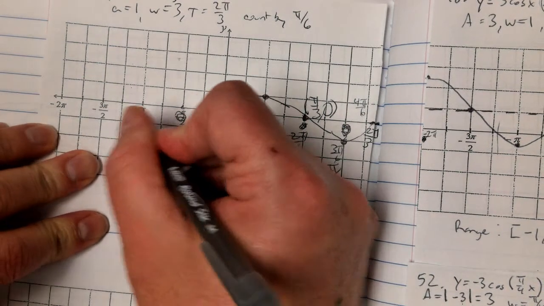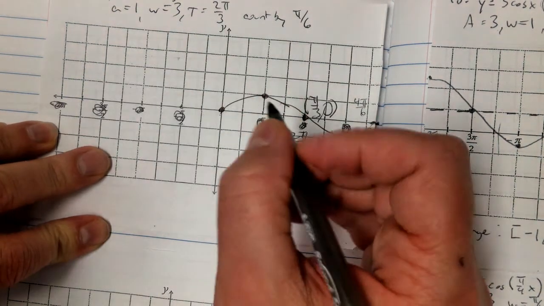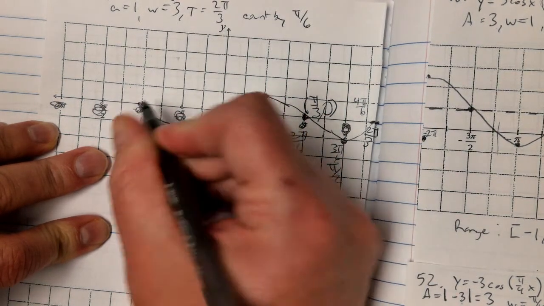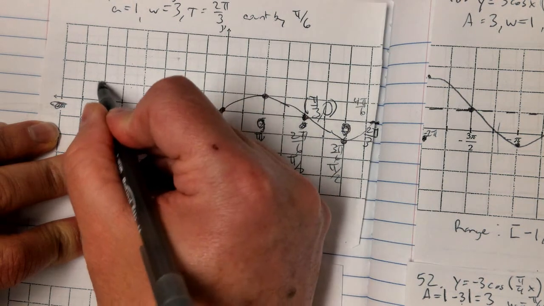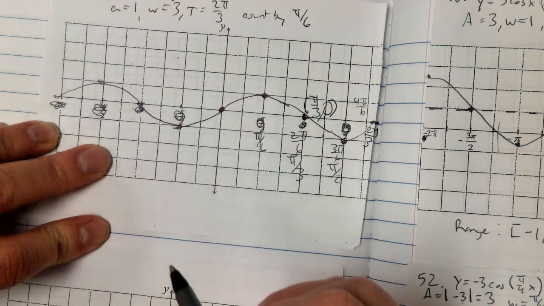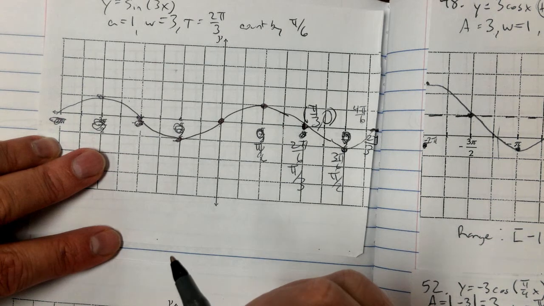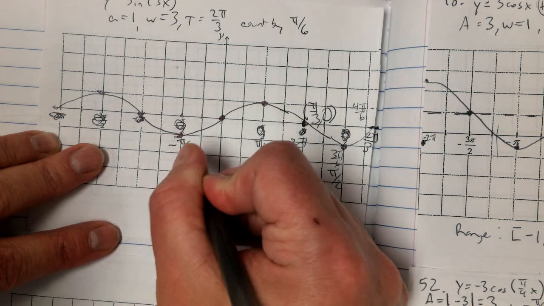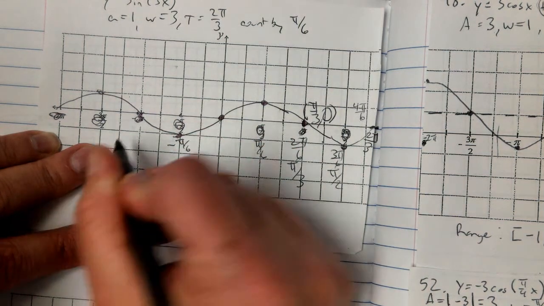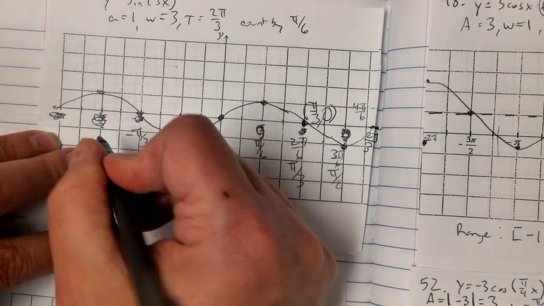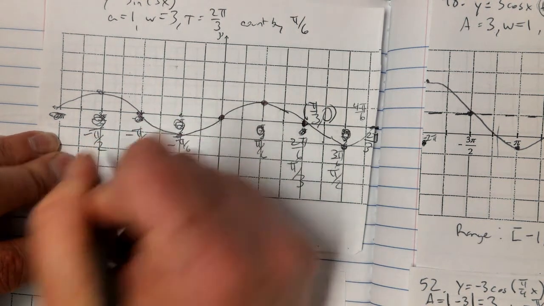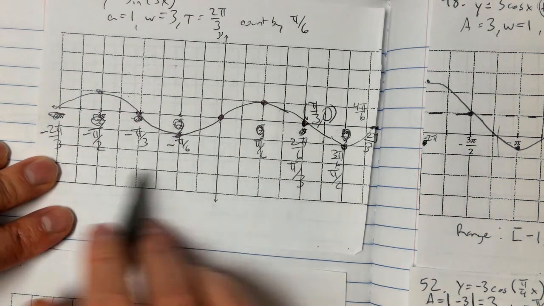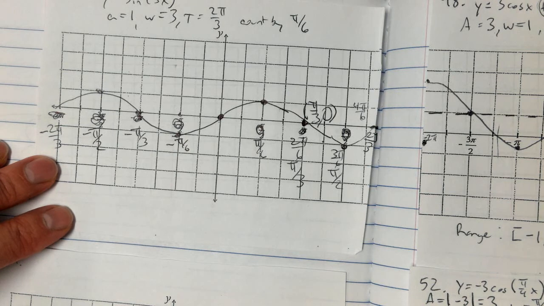So let's just cross these out and continue the pattern. So this would be negative pi 6, negative pi thirds, negative pi halves, and negative 2 pi thirds. Those are the x's. Any questions?